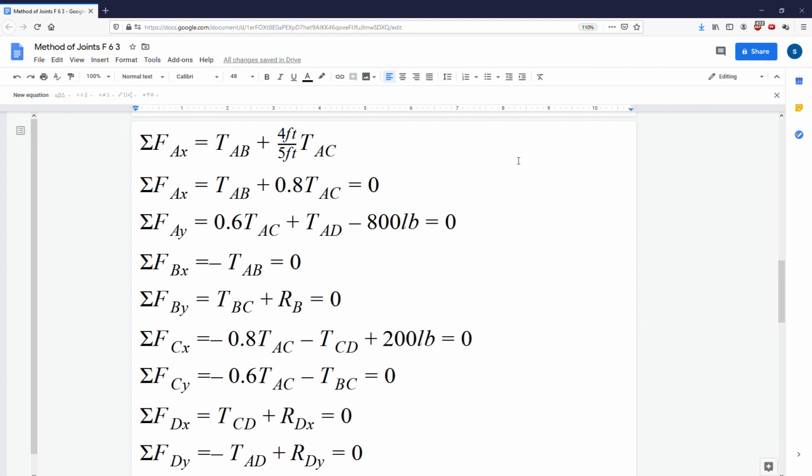On joint B in the x direction, the only thing applying force is member AB pulling it to the left. So the net force on joint B in the x direction is negative TAB. On joint B in the y direction, there are 2 forces. There is the tension BC pulling it up, and the reaction force at B pushing it up. So the sum of forces in the y direction on joint B is TBC plus RB.